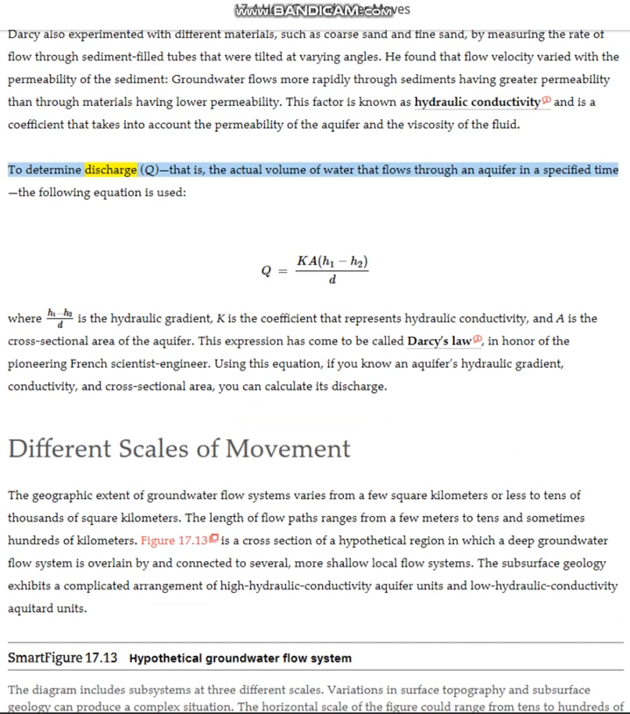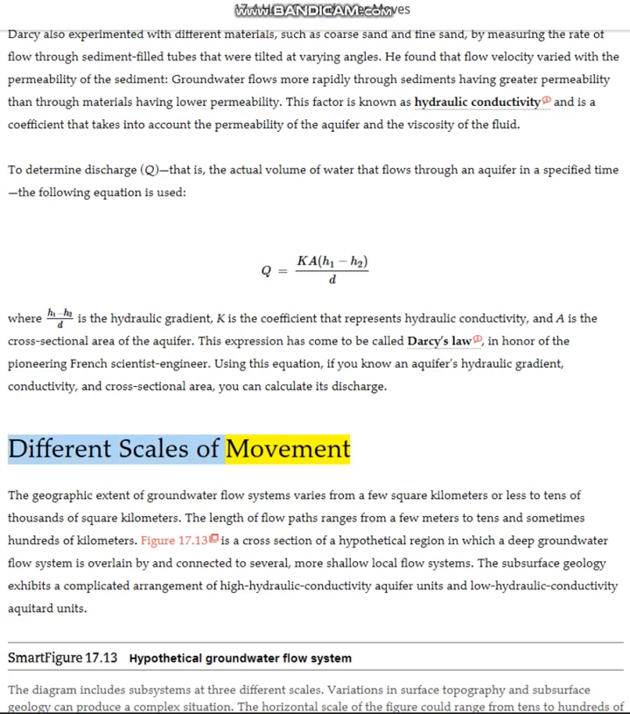To determine discharge, Q, that is, the actual volume of water that flows through an aquifer in a specified time, the following equation is used. Q equals K times (H1 - H2)/D times A, where (H1 - H2)/D is the hydraulic gradient, K is the coefficient that represents hydraulic conductivity, and A is the cross-sectional area of the aquifer. This expression has come to be called Darcy's law, in honor of the pioneering French scientist-engineer. Using this equation, if you know an aquifer's hydraulic gradient, conductivity, and cross-sectional area, you can calculate its discharge.